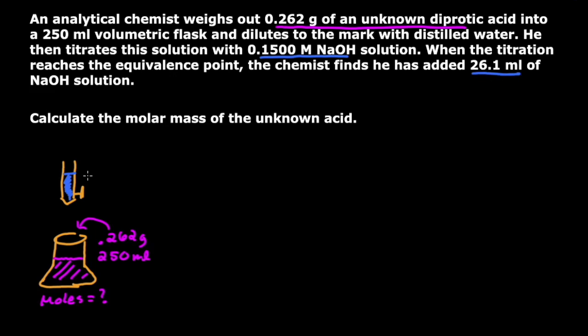And so we know the molarity in here. The molarity is going to be 0.15, and the volume that we're going to add is this 26.1 milliliters. And so when this goes in here and reacts, there's going to be a neutralization reaction in which the H+ and the OH- are basically going to cancel each other out to make water.